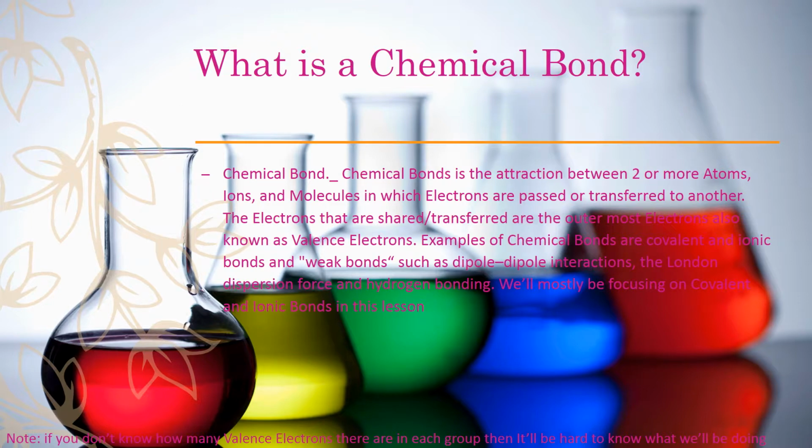So, what is a chemical bond? A chemical bond is the attraction between two or more atoms, ions, or molecules, in which electrons are passed, transferred, or shared between each other. The electrons that are shared or transferred are the outermost electrons. These are known as the valence electrons. Some examples of chemical bonds are ionic and covalent, the ones that we'll be speaking of, and weak bonds such as the dipole interactions, the London dispersion force, and hydrogen bonding. Please remember, if you do not know what valence electrons are, then you'll have a hard time understanding this lesson.